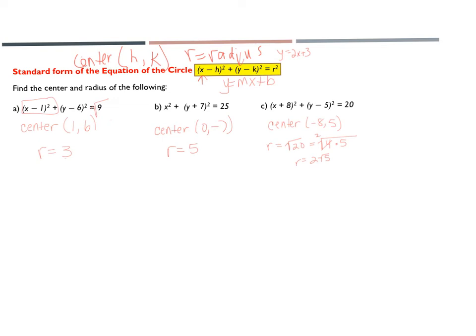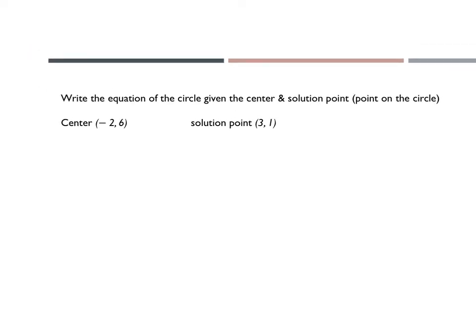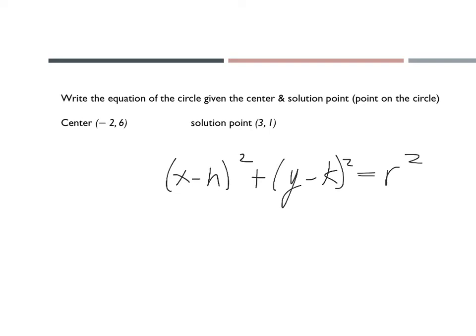Okay. Moving along. All right, now we have to write the equation of a circle given the center and a solution point. That just means a point on the circle. So let's remember what our equation of a circle is. It's going to be (x minus h) squared plus (y minus k) squared equals r squared. What information do we already have?